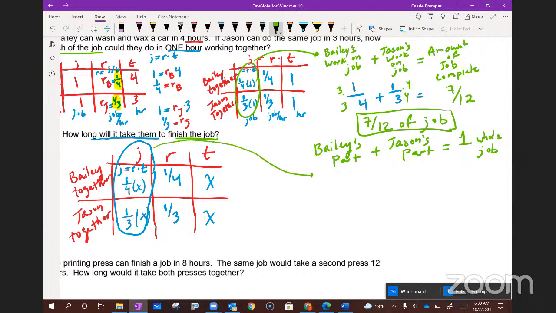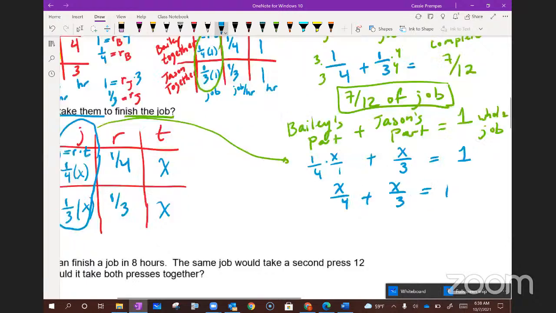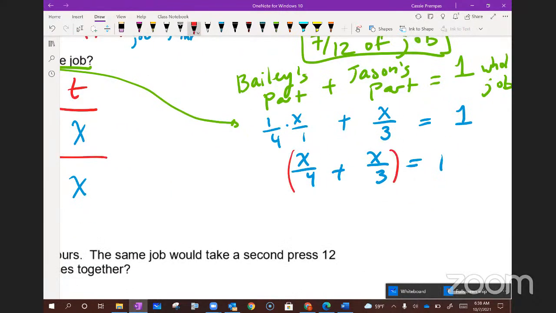And now I just fill these pieces in. So Bailey's part is 1/4 X. And again, I could just call that X over 4 because you'd have to multiply it by X over 1. Plus Jason's part is going to be X over 3. And this has to equal 1. I don't want confusion. X over 4 plus X over 3 is equal to 1. And now this is a rational equation, and we know how to solve this. Multiply by the least common denominator. So I'm going to multiply this side by 12 and this side by 12. Distribute that in, and I'll get 3x plus 4x is equal to 12.